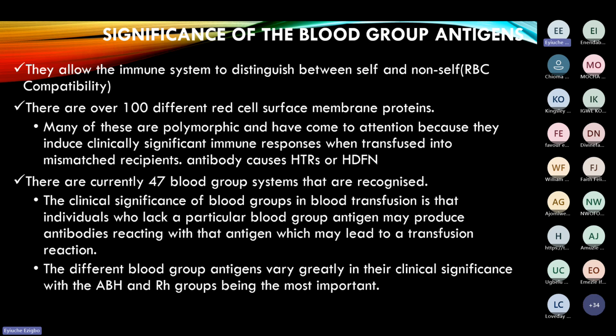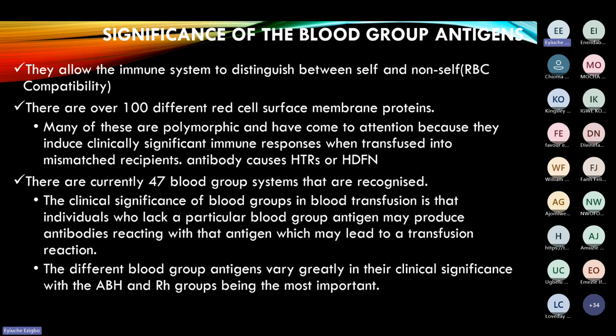Hemolytic disease of the newborn is a condition that can occur when a pregnant woman has a different blood type from that of the baby, the fetus in the womb. If the woman's antibody crosses the placenta and binds to the fetus's red blood cells, the fetus's red blood cells can be destroyed. Okay, and this can lead to anemia, jaundice, and even death in the fetus. So the ABO blood group system is very, very important.